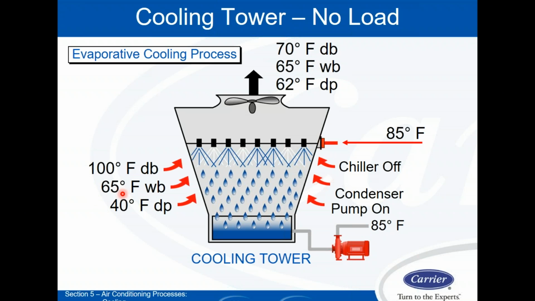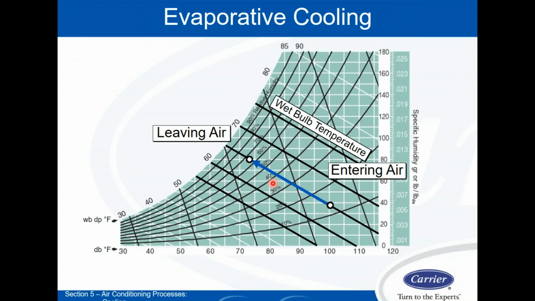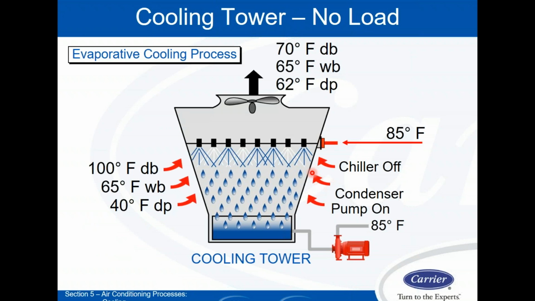My temperature is going to change. My dew point is going to change. My grains of moisture is going to change, but my wet bulb is going to in fact stay the same because I am following the wet bulb line process here. That's the guy that's going to stay constant in this scenario.